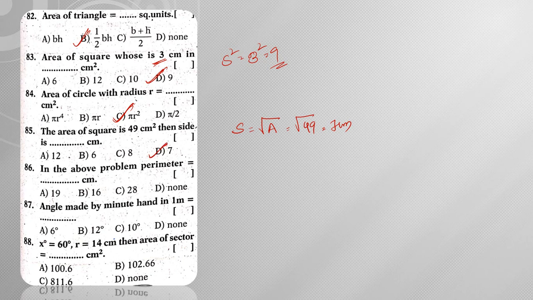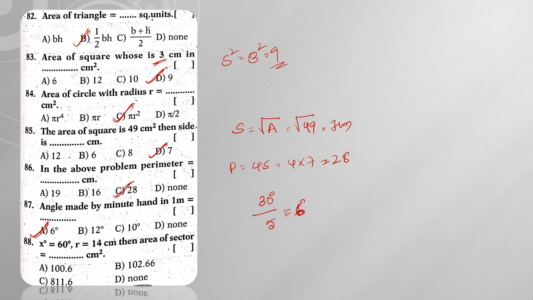Next, in the above problem, perimeter is equal. So he's asking about perimeter. So perimeter is given by 4 times side, which is equal to 4 into 7, 28 centimeters. Hence the answer is 28 centimeters. Angle made by the minute hand in 1 minute. So in 1 minute, the minute hand makes 6 degrees angle, right? Because the angle between two digits is 30 degrees. Now to cover this 30 degrees, it has to cover 5 minutes. So for 1 minute, it covers 6 degrees. Hence the answer is 6 degrees here.